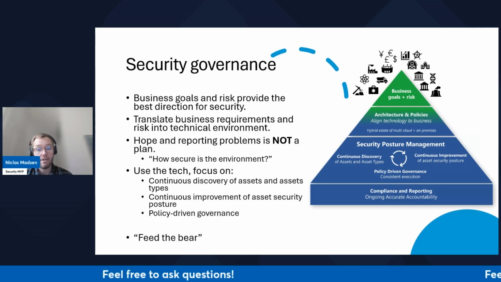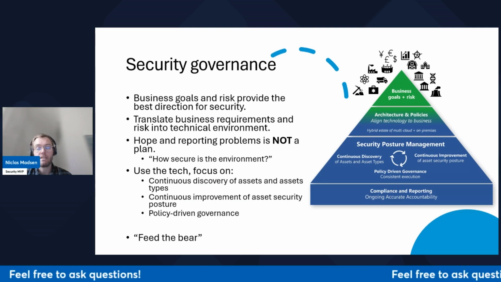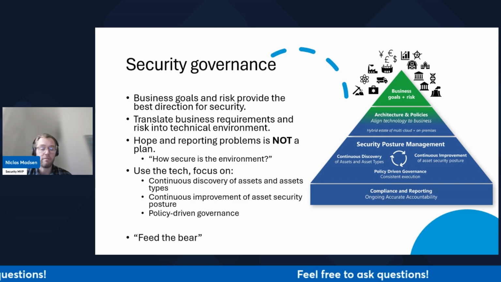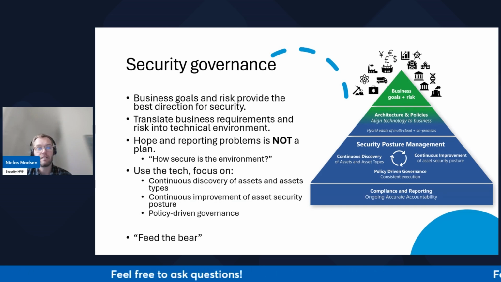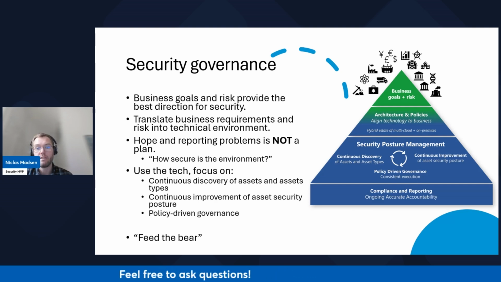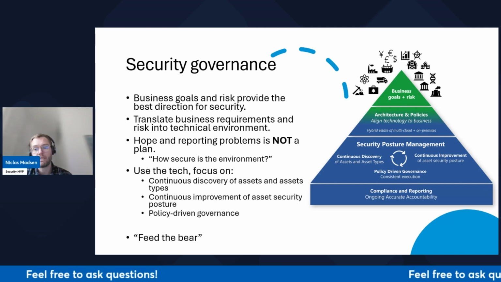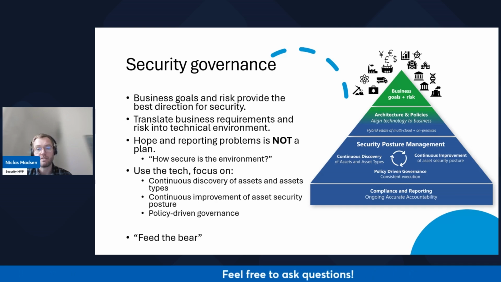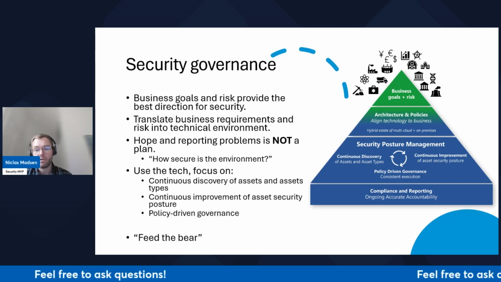This one, security governance. I know there are a lot of different governance terms. I have been mentioning IT governance, cybersecurity governance, security governance. Really, the takeaway here is that you need to focus on the business goals of your organization. This is what is highlighted here. So security governance bridges your business priorities with the technical implementation, like architecture, as you can see, the second one, the standards and the policies. So the business goals and risk provide the best direction for security.